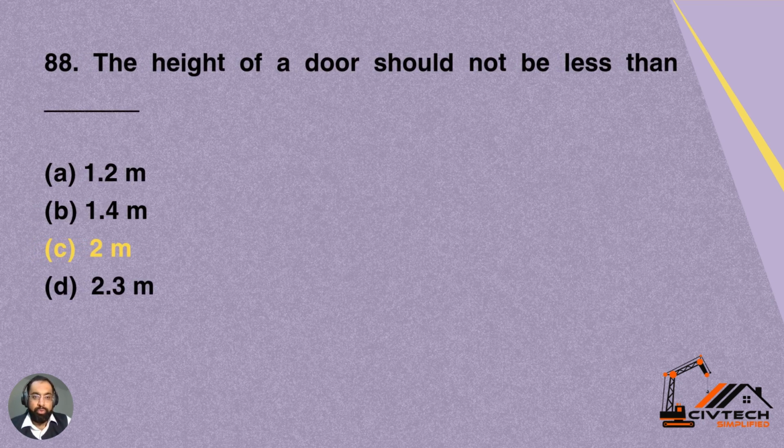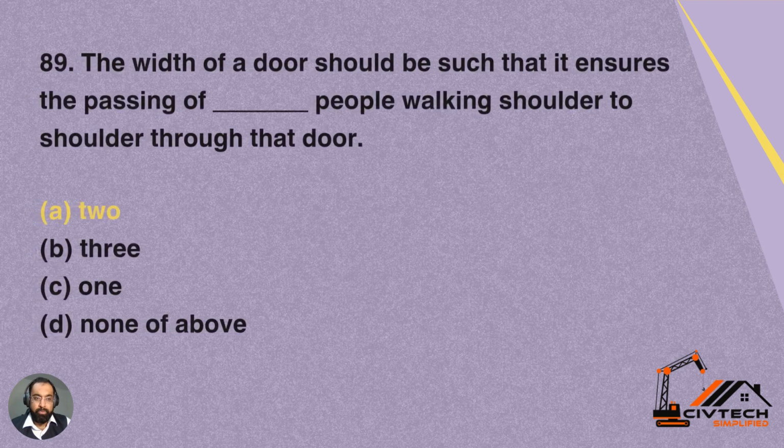Question 88. The height of a door should not be less than dash. So what should be the minimum height of the door? Option A is 1.2 meter, B is 1.4 meter, C is 2 meter, D is 2.3 meter. So it should be remembered that 2 meters should be the minimum height of the door. Option C is correct for this question. The height of the door should not be less than 2 meters.